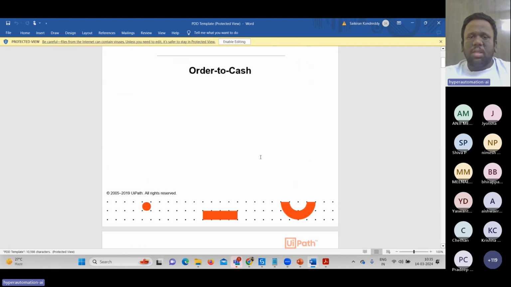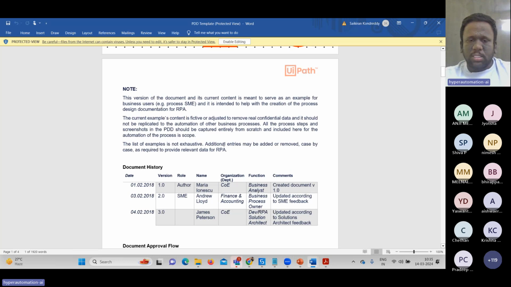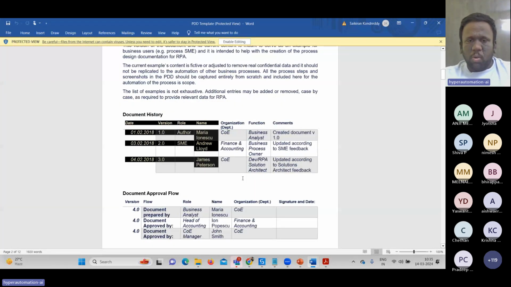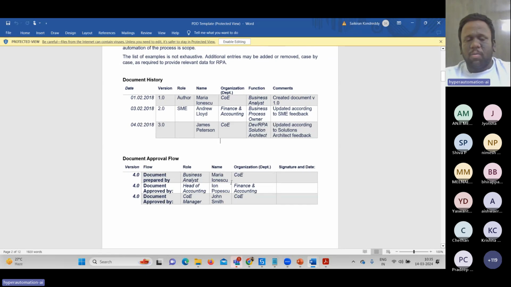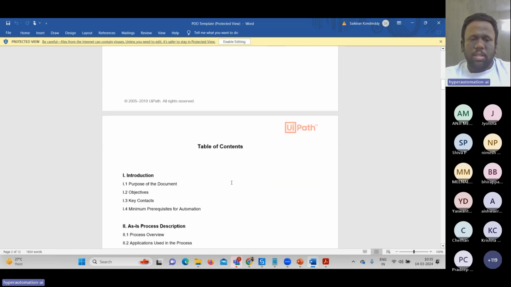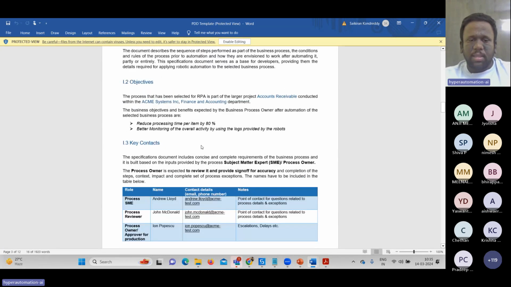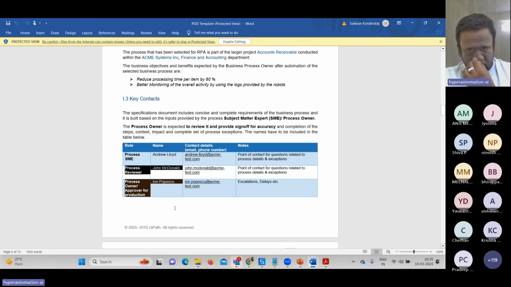So this is an order to cash process PDD. We can see what is there in this document history, who has provided all the information, and who is going to provide approval. So this is where you will try to understand the PDD. Let's jump back here. Who is the process SME, who has reviewed the process, who is the owner of the particular process?